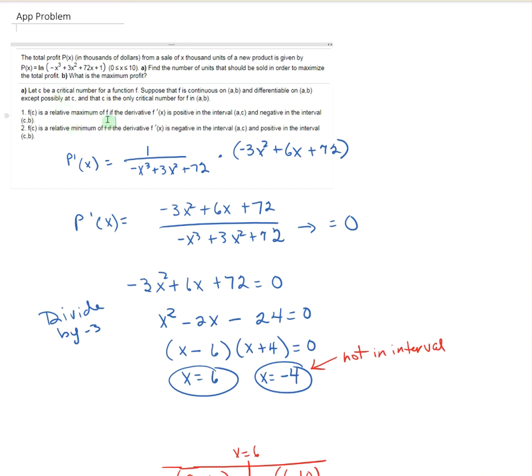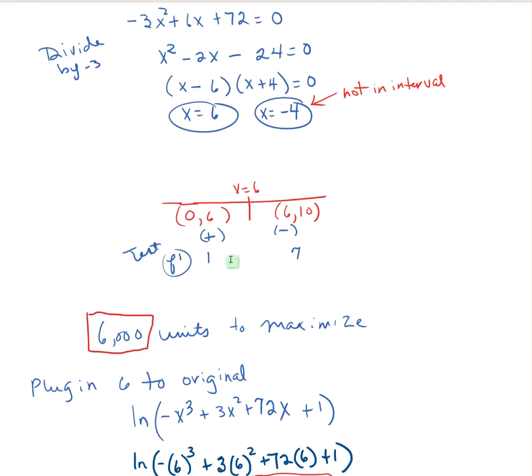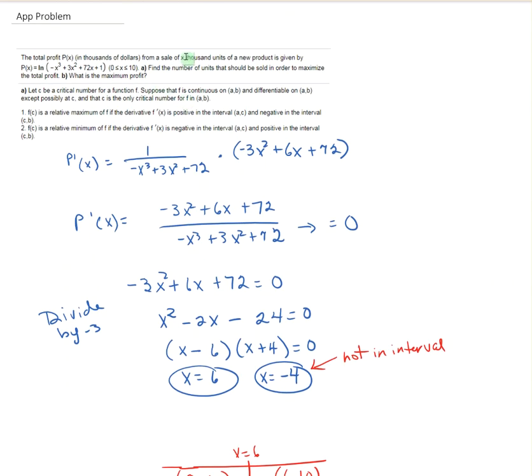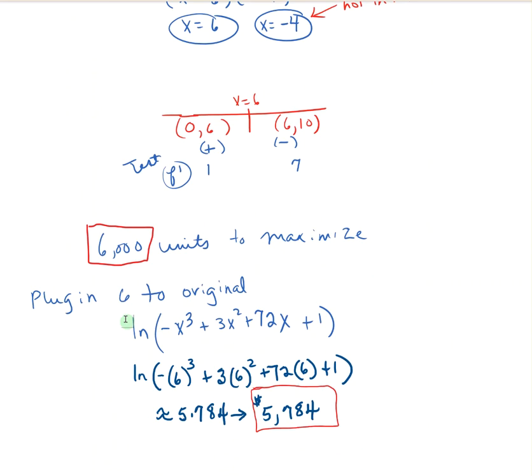Let's see where you're going to plug it in. Let me look. Okay, I may not have printed that, but A part says find the number of units. Well, the number of units, X equals 6, but it's in thousands because it said that right here, X thousand units. So 6,000 units we have to sell to maximize the profit.